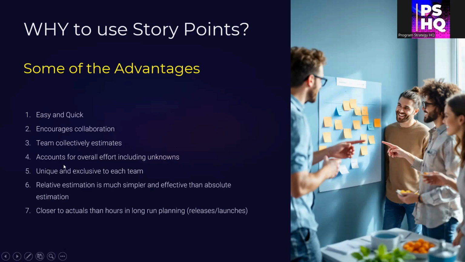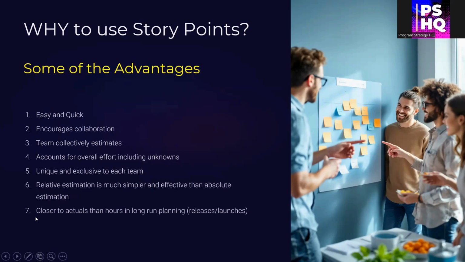The story points which we come up with are unique and exclusive to each team. A relative estimation is much simpler and more effective than absolute estimation. As humans, we have a tendency, a psychology, where we are good at comparing. Take two stories and we can tell whether one is big or small compared to the other. Relative estimation by nature is much simpler for humans.